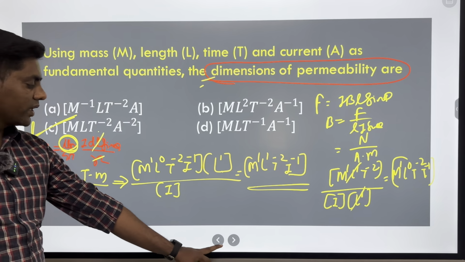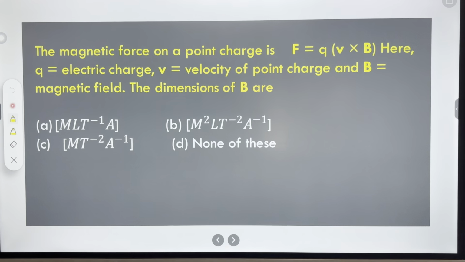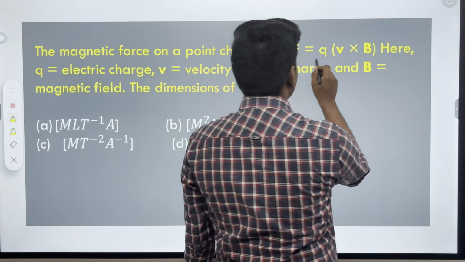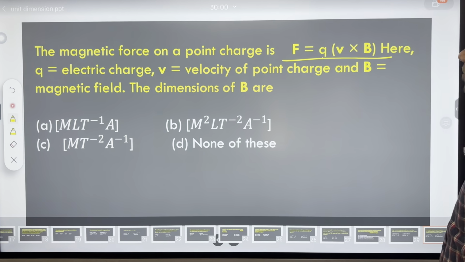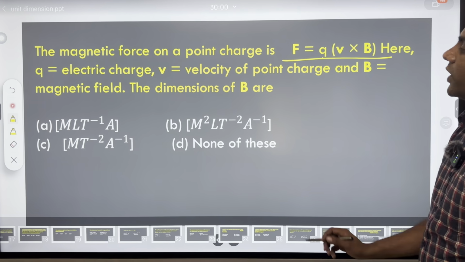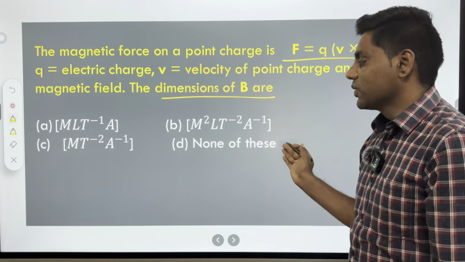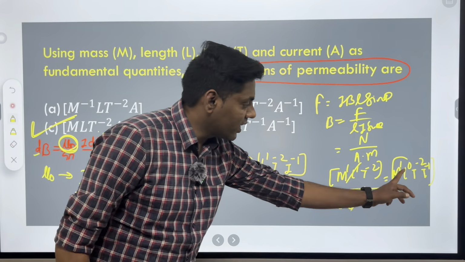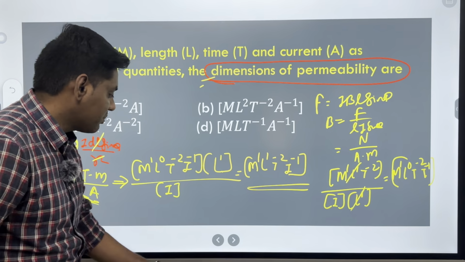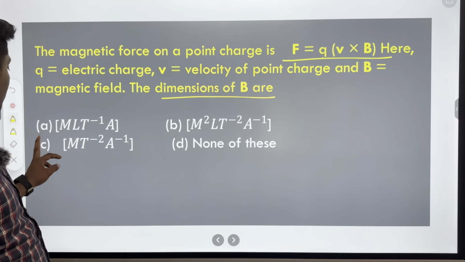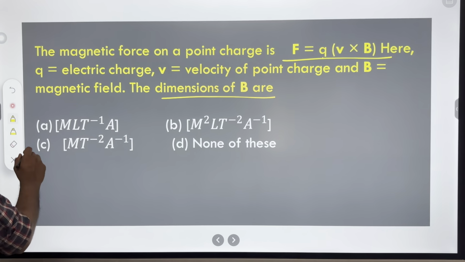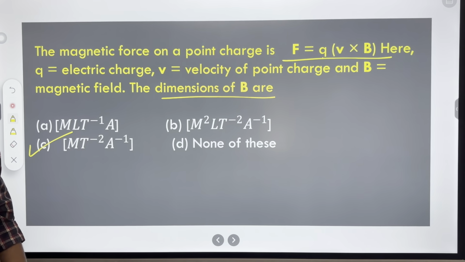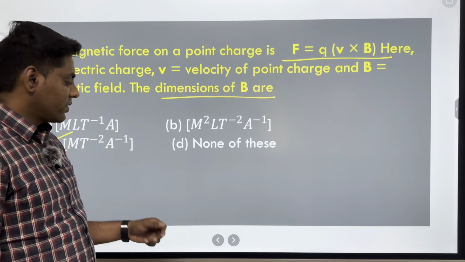Now we go for the next. The magnetic force on the point charge is given: force equals charge multiplied by velocity into magnetic field, and we have to calculate the dimension of D. In the previous one, we already calculated the dimension of P, that is M1 L0 T minus 2 I minus 1. So option number C is the solution of the given example.